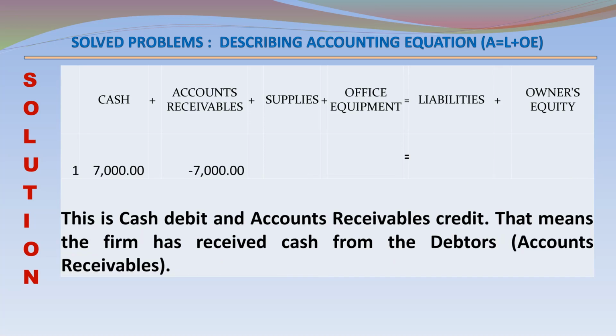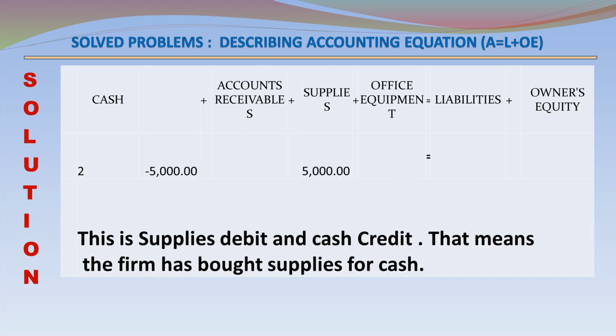Transaction 1. 7,000 cash, minus 7,000 accounts receivable. This is cash debit and accounts receivable credit. That means the firm has received cash from the debtors. Second transaction, minus 5,000 cash, 5,000 supplies. This is supplies debit and cash credit. That means the firm has purchased supplies for cash.